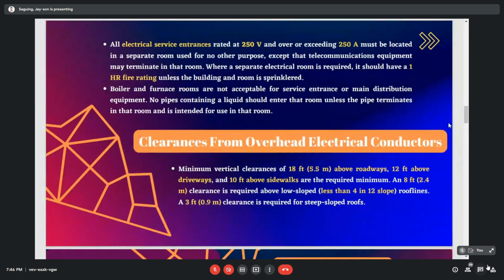Typically, minimum vertical clearances of 18 feet or 5.5 meters above roadways, 12 feet above driveways, and 10 feet above sidewalks are required. An 8 feet or 2.4 meter clearance is required above low slope roofs, with less than 4 inches in 12 slope for rough lines. A 3 feet or 0.9 meter clearance is required for steep slope roofs. So, next slide.